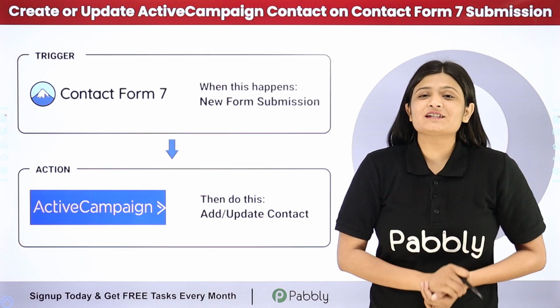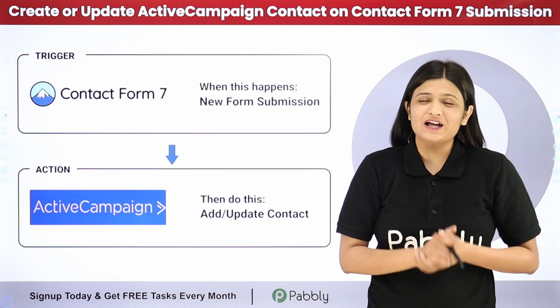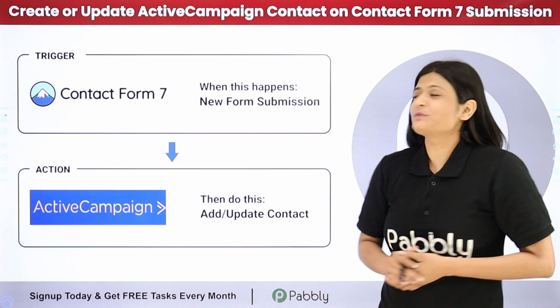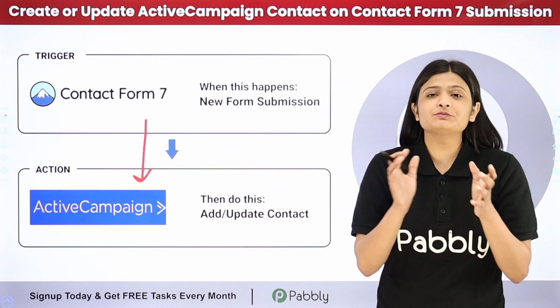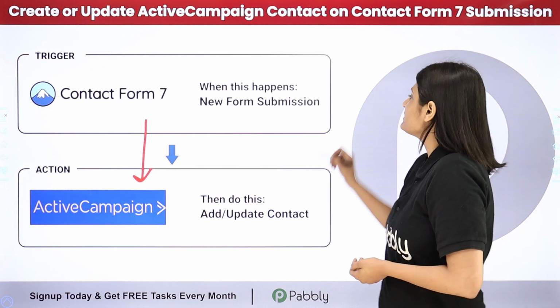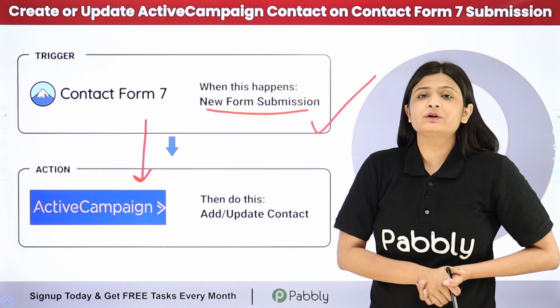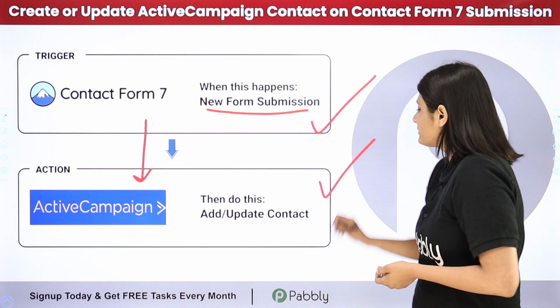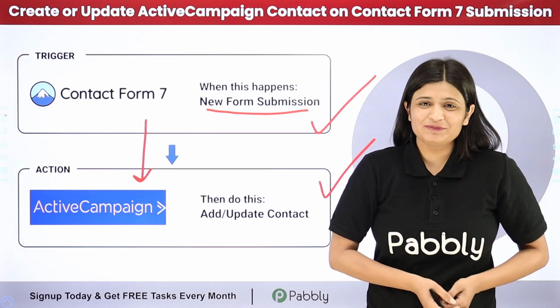So Pabbly Connect is an amazing automation and integration software which requires no coding or programming skills. Here I just need to build a connection between Contact Form 7 and ActiveCampaign. With the help of Pabbly Connect, I am going to build this connection in such a way that whenever I receive a new form submission in my Contact Form 7, a contact will be automatically created in my ActiveCampaign account. If you want to learn this amazing automation step by step, then let me take you all to my screen.